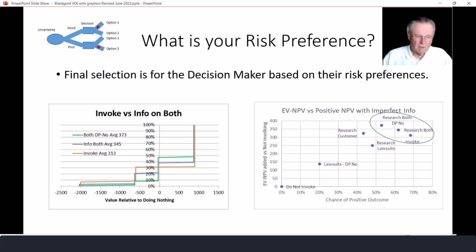So where does this leave us? Well, we don't know exactly. We have to defer to the decision maker because it's based on his risk preferences what we should be doing. So if you were the decision maker, what decision would you make from these three, recognizing these four down here are dominated by at least these two metrics?